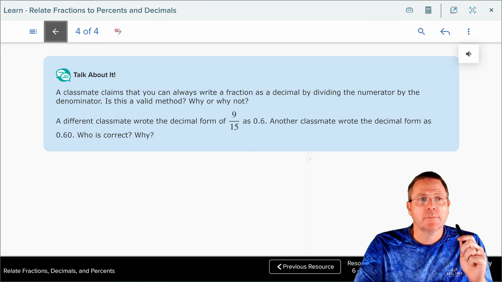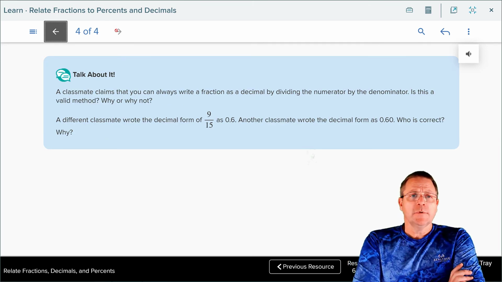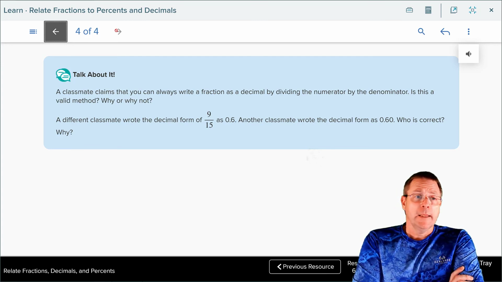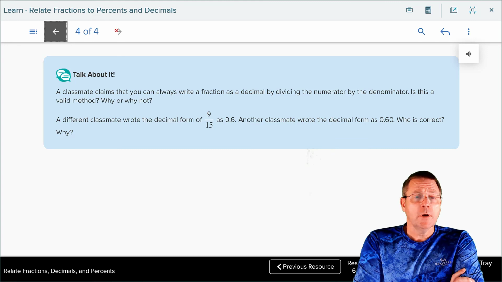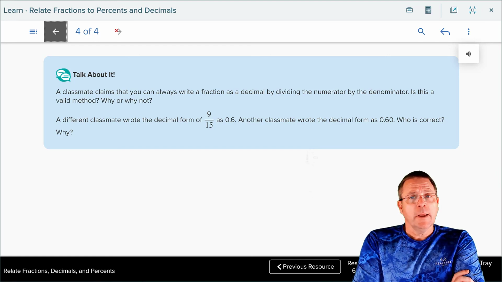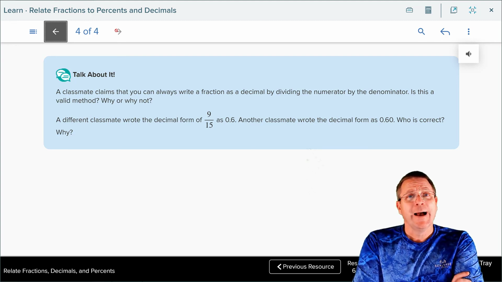A classmate claims that you can always write a fraction as a decimal by dividing the numerator by the denominator. Is this a valid method? Why or why not? The answer is absolutely. You can always divide the numerator by the denominator, and when you do, you're going to get the decimal version of the answer. Sometimes, though, it's easier to use multiplication like we've been doing in this lesson than it is to use long division, because I know y'all don't like long division, guys.